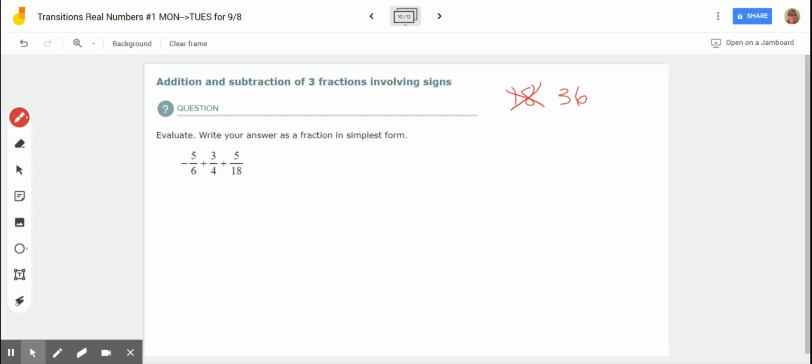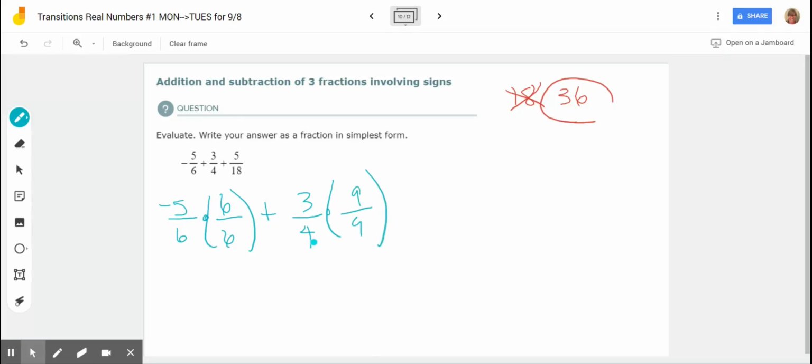The reason why I multiplied it by 2 is because 18 has to go into the denominator as well. Okay, does 4 go into 36? Yep. Does 6 go into 36? Yep. Okay, so the common denominator is 36. So now you need to multiply everything. So negative 5/6 times 6 over 6, because 6 times 6 is 36, plus 3/4. 4 times what is 36? The answer is 9 over 9. 4 times 9 is 36.